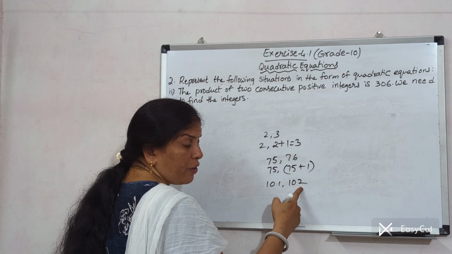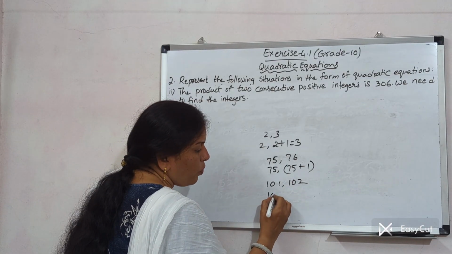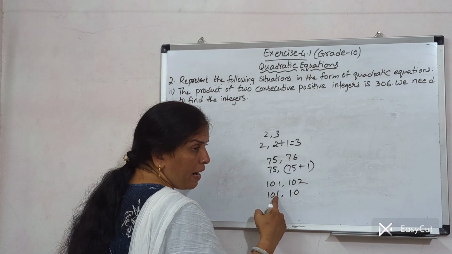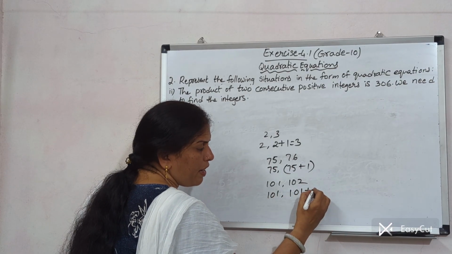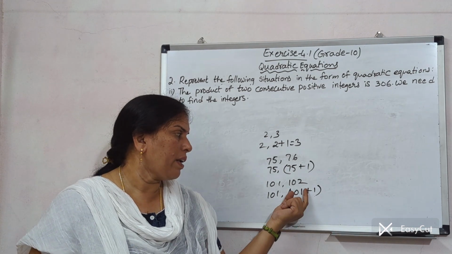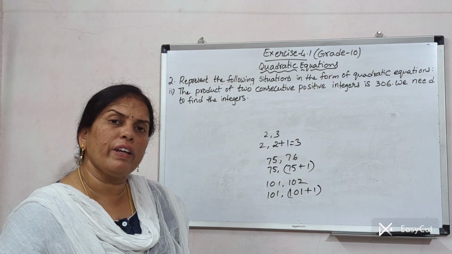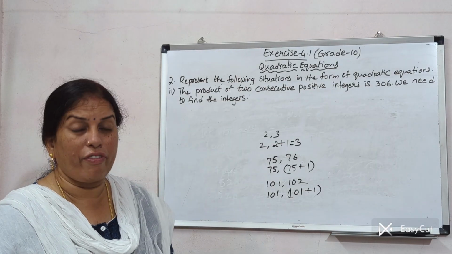How will you get 102? If we add 1 to 101, we will get 102. 101, this one I am adding to this one. 100 plus 1 plus 1. 101 plus 1 is 102. That means to get a consecutive integer, what should we add? We must add 1 to that number.